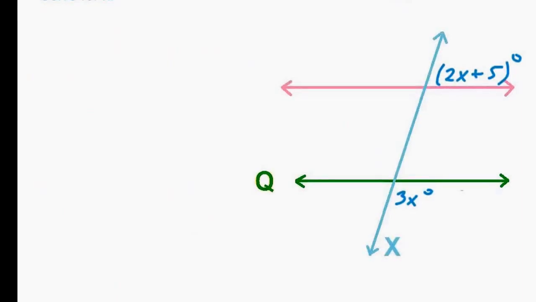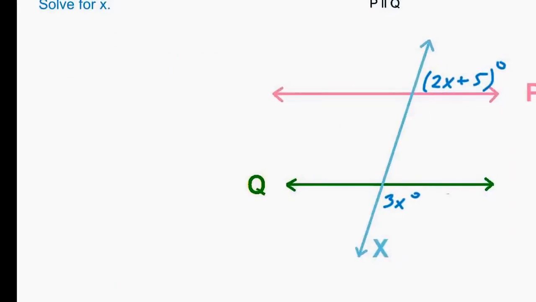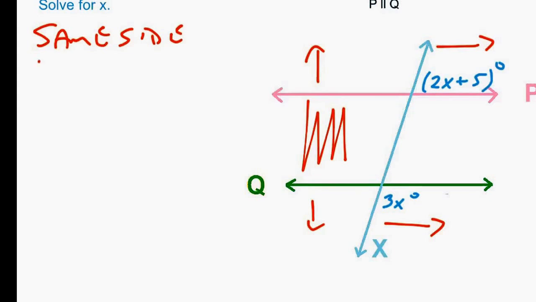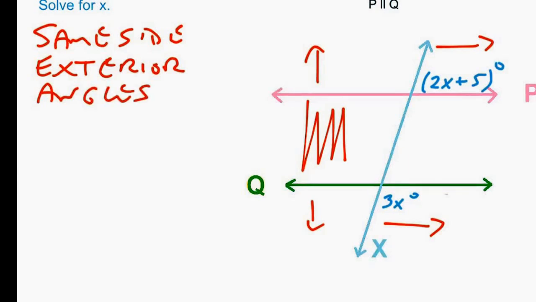All right, last one. This time we have two angles. They're both on the right side of the transversal, so the same side, and they're both exterior. They're on the outside of these two parallel lines. This is the inside, this is the outside, so they're both on the outside. So we're going to call these same side exterior angles. And we learned that when a transversal intersects two parallel lines, same side exterior angles are supplementary.